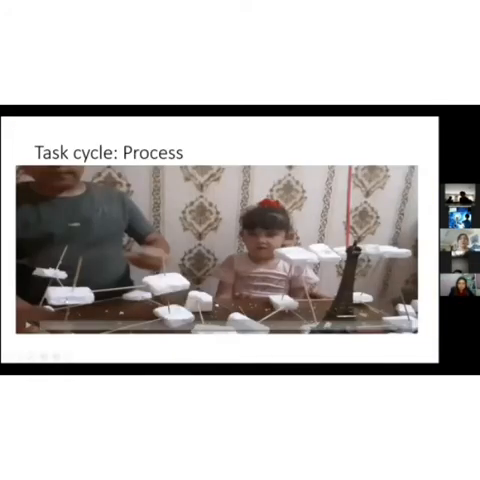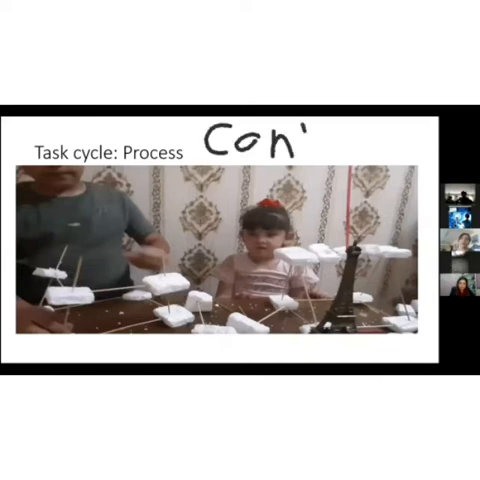Now let's watch what happens in the task cycle process. The task cycle process is very important because the task won't happen without the help of a teacher. The teacher is the main facilitator. The students can create things, but the teacher's aim is to teach the language, and here the role of the teacher is immense.